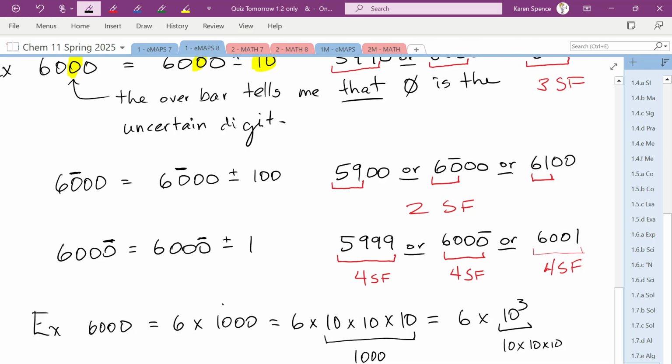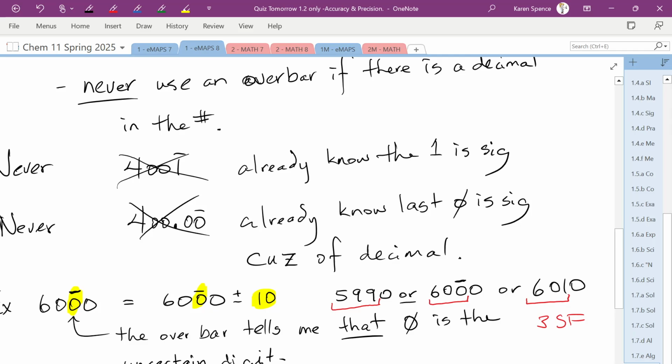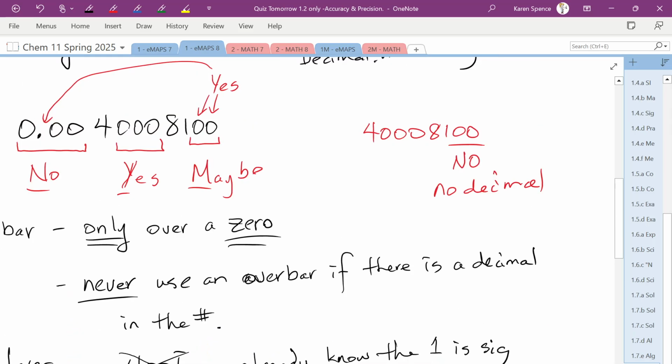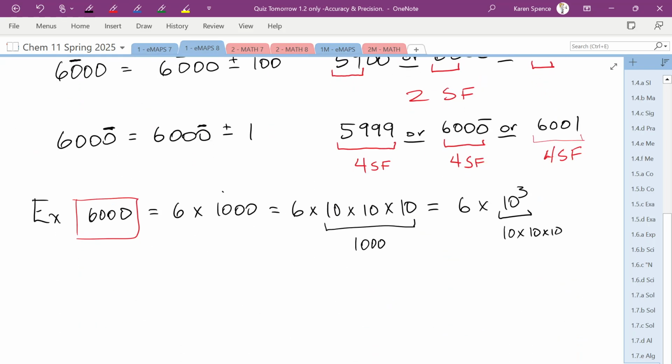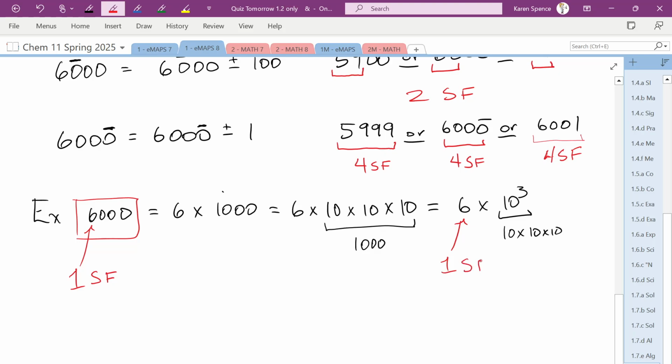Okay, so that is 6,000. And if I wrote this number and there was no decimal and there was no overbar, how many sig figs in this 6,000? There's no decimal. And if there's no decimal, the zeros on the right do not count, and there is only one sig fig. Okay? And you can see when we write it in scientific notation, it very clearly shows us that there is one sig fig.